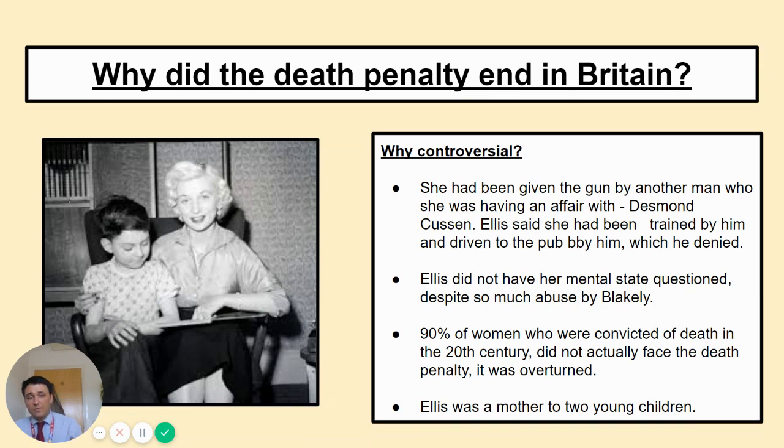Now, about 90% of the women who were sentenced to death in the 20th century didn't actually face the death penalty. Usually it was overturned and they would go to jail instead. But this didn't happen with Ruth Ellis. And actually, she was a mother to 2 young children already, who would face losing their mother, obviously, forever if she was killed.